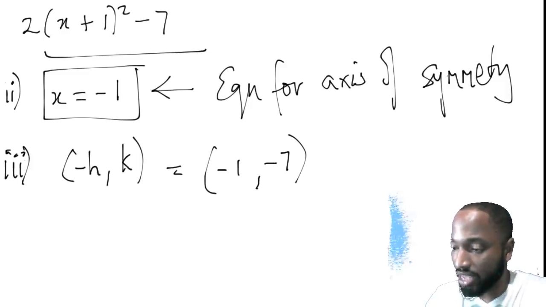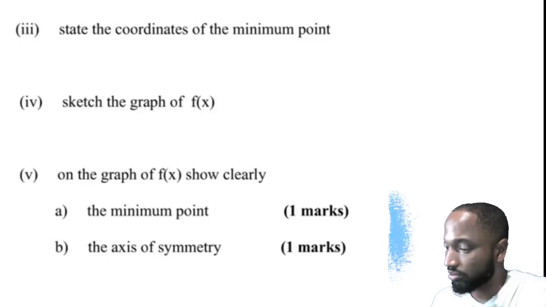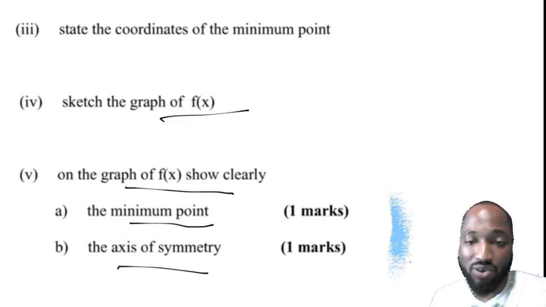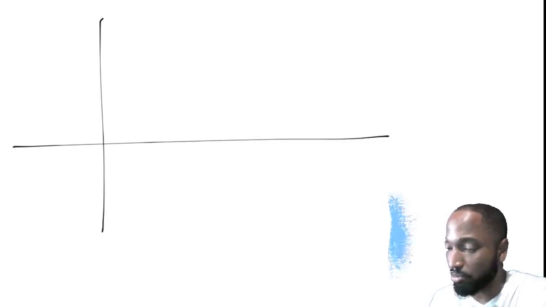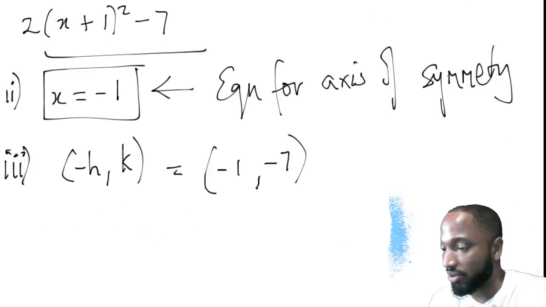Then they are asking us to sketch the graph of f of x. I can't see the last bit of that question. Let me see if I can pull it up. Sketch the graph of f of x, and on the graph we want to see the minimum point and the axis of symmetry. Thank God they didn't ask you for the roots, because then you have a little more calculations to do. By the way, c is negative 5, so we could get an idea where this graph is.